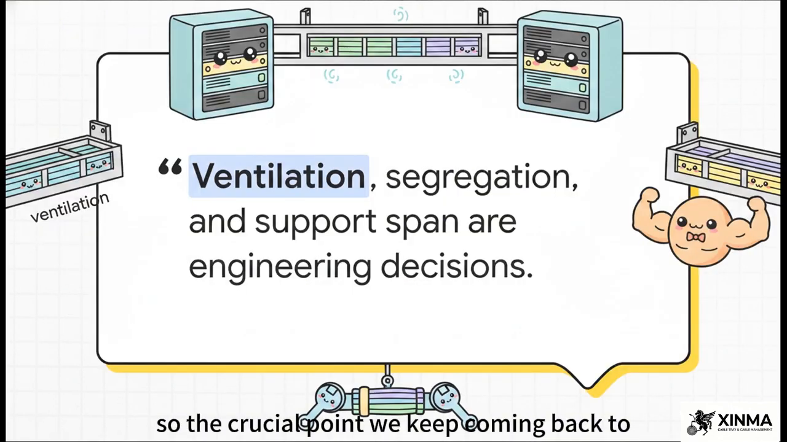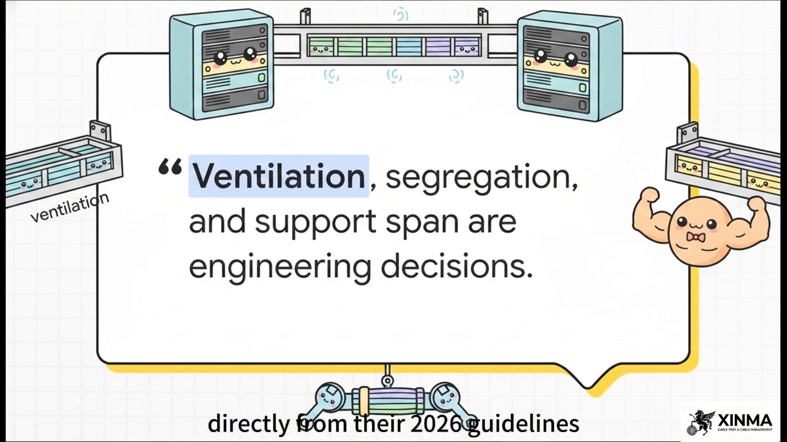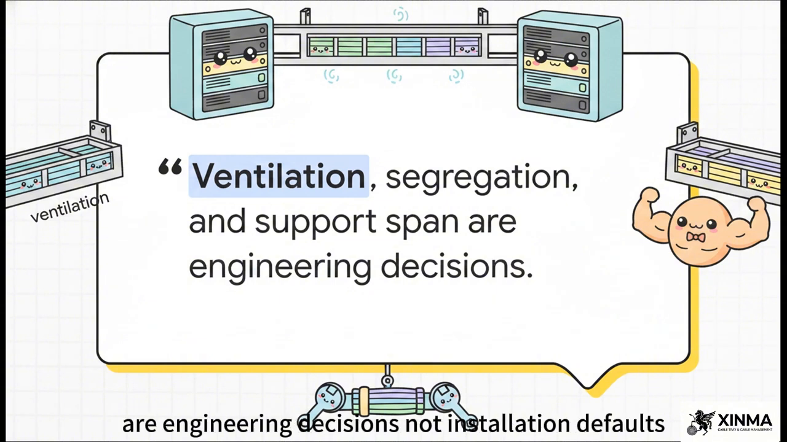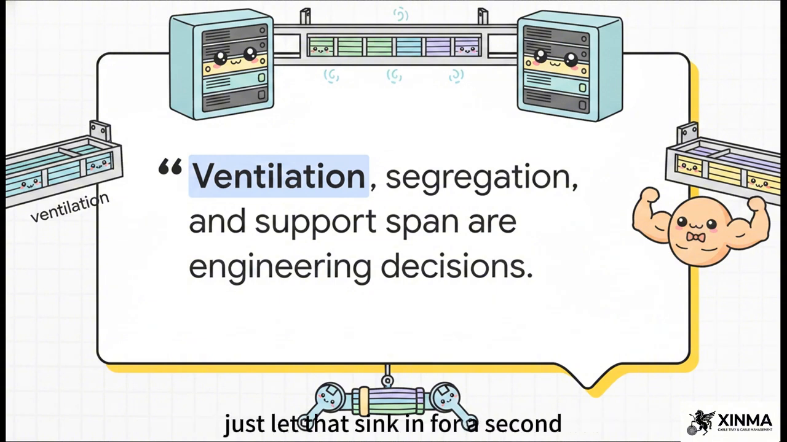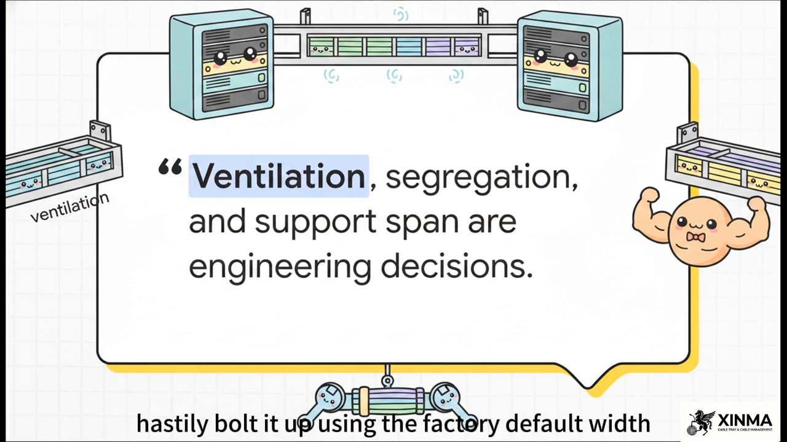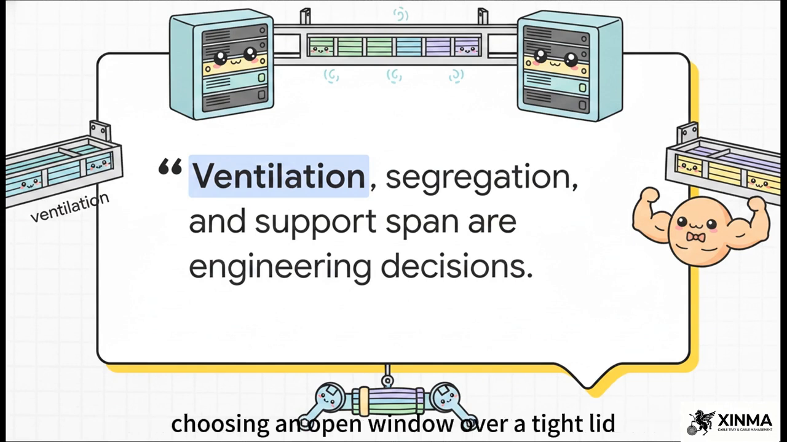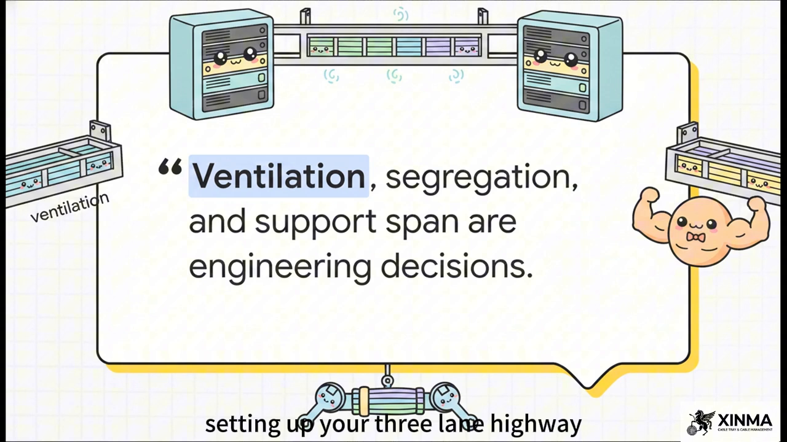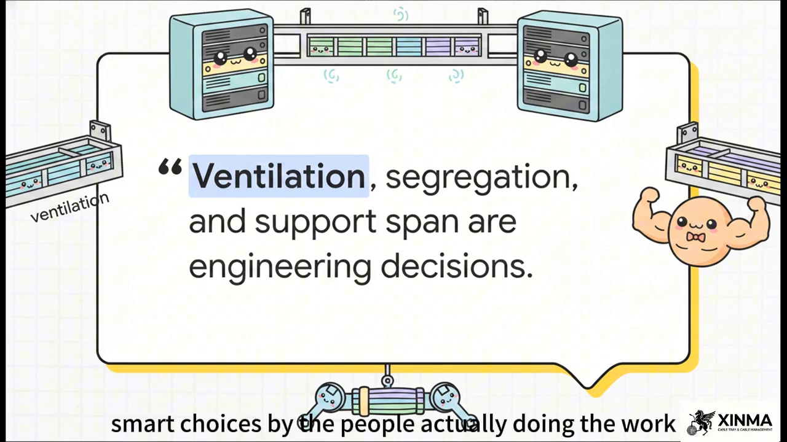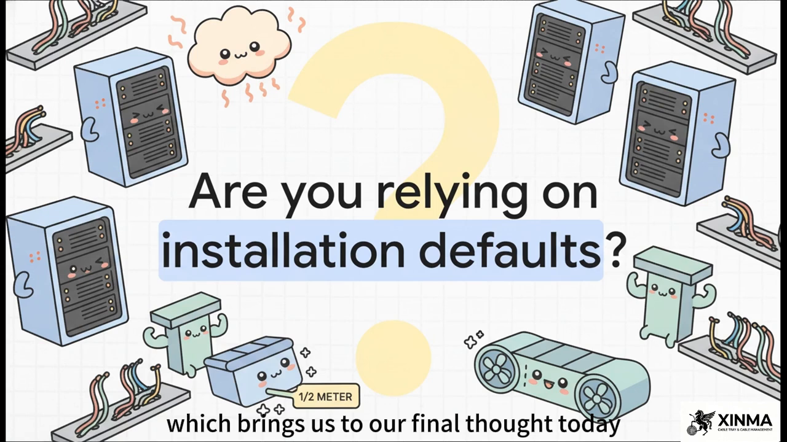So, the crucial point we keep coming back to is summed up perfectly in this quote directly from their 2026 guidelines. Ventilation, segregation, and support span are engineering decisions, not installation defaults. Just let that sink in for a second. You can't just unbox a cable tray, hastily bolt it up using the factory default width, and assume everything's going to work out perfectly. A data center is a living, breathing, physical ecosystem. Choosing an open window over a tight lid to let the heat out, setting up your 3-lane highway to stop signal interference, and tightening up that heavy clothesline for structural integrity, these all require active, smart choices by the people actually doing the work. Which brings us to our final thought today.